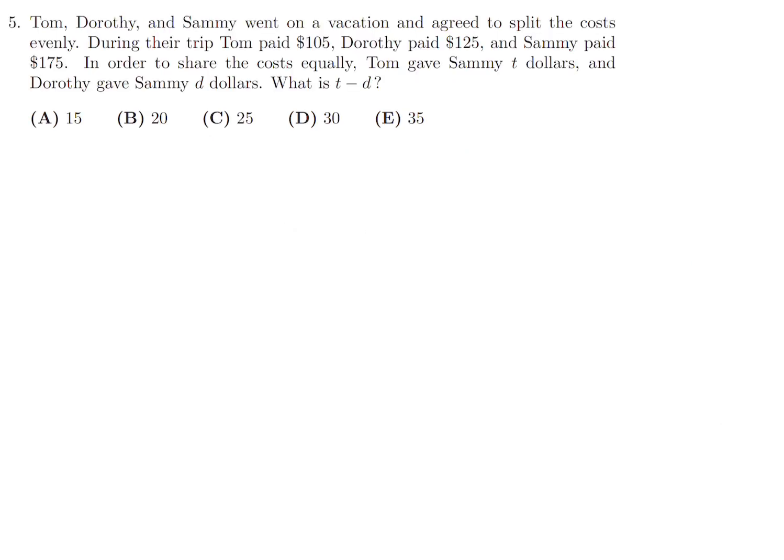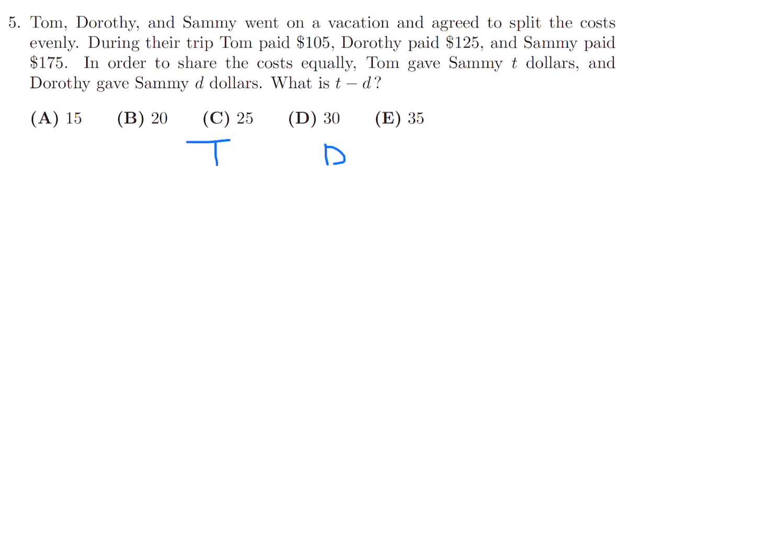Tom, Dorothy, and Sammy went on vacation and agreed to split the costs evenly. During their trip, Tom paid $105, Dorothy paid $125, and Sammy paid $175. In order to share the costs equally, Tom gave Sammy T dollars and Dorothy gave Sammy D dollars. What is T minus D?